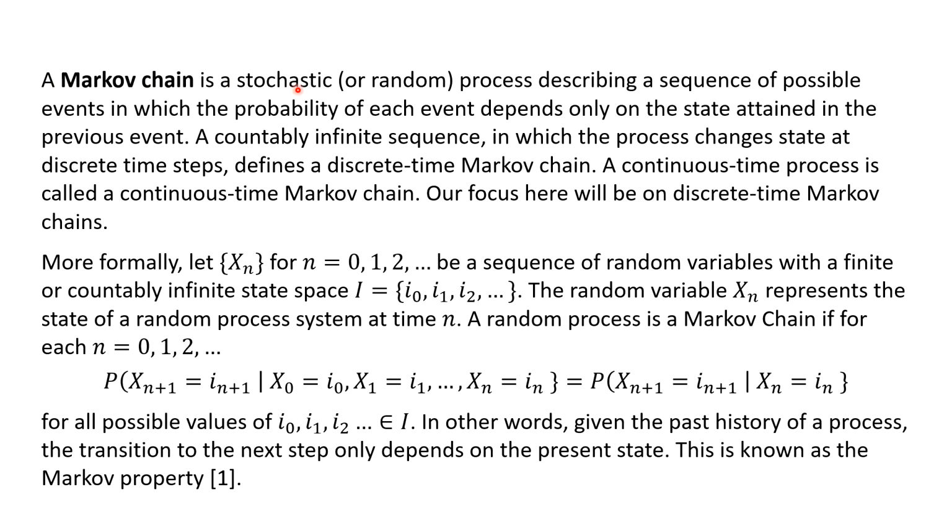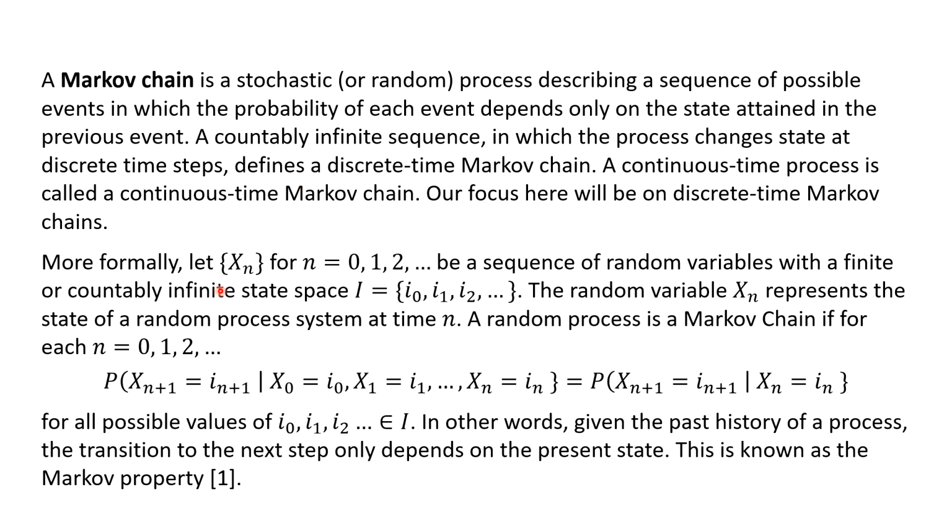So a Markov chain is a stochastic or random process describing a sequence of possible events in which the probability of each event depends only on the state attained in the previous event. So there's no long-term effect from previous states, just the last state affects the next state you're going to go into. A countably infinite sequence in which the process changes state at discrete steps defines a discrete time Markov chain. So that'll be the topic of this lesson. There's also continuous time Markov chains where you talk about the rate at which you're leaving one state to go to other states, but we're not going to discuss those here.